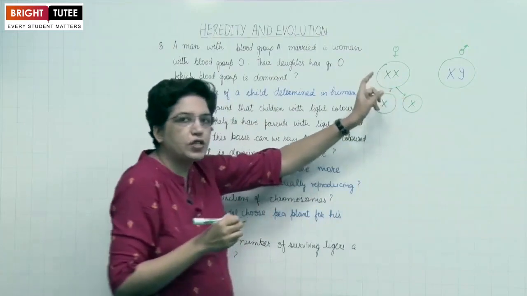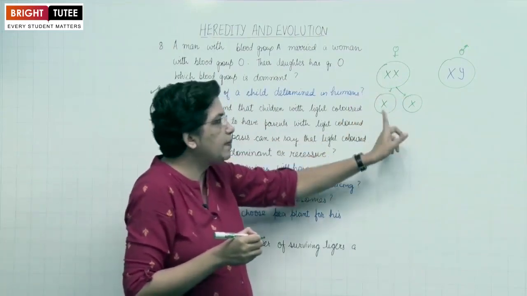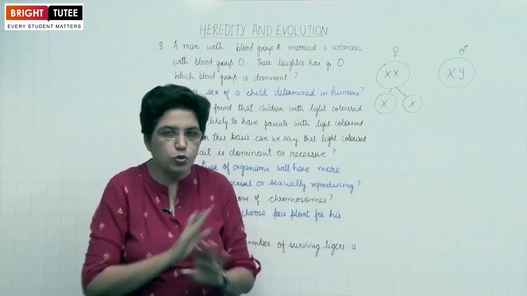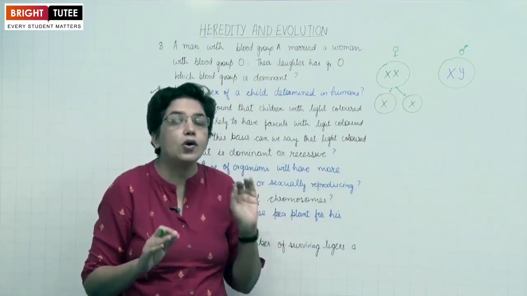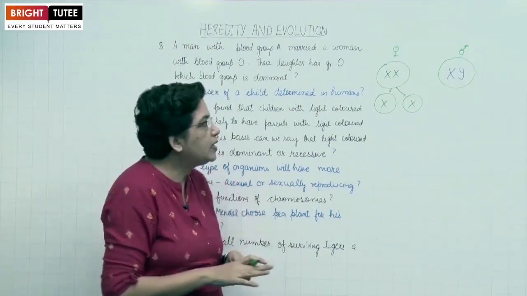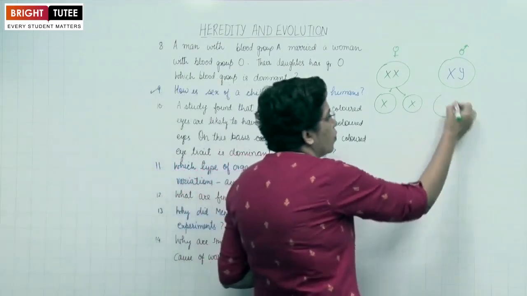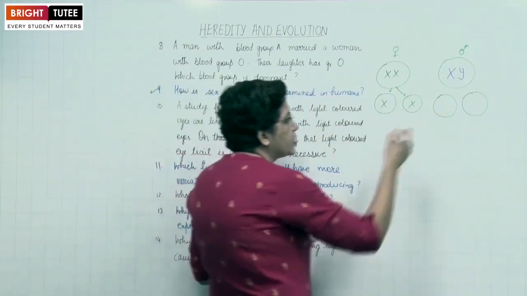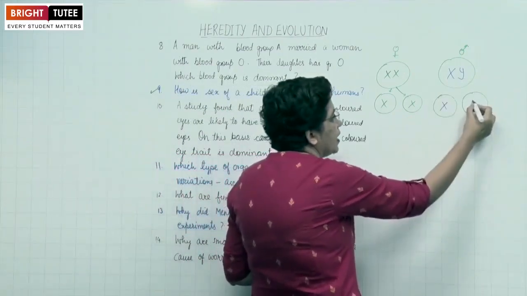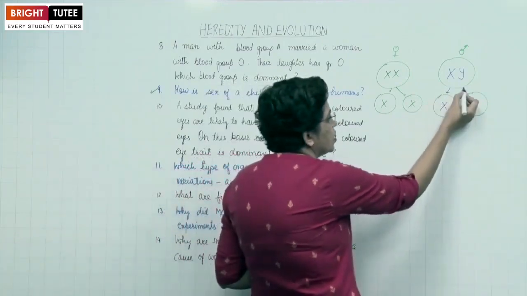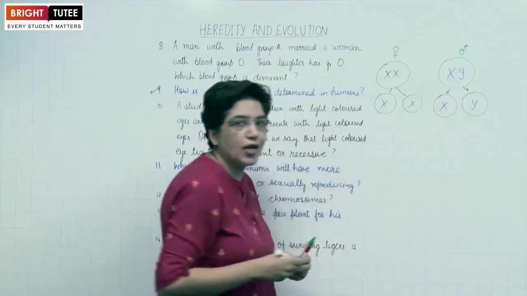So, out of this 23rd pair, both the gametes in females will be identical because they will have the X chromosome. So all the ova, or the female gametes, have the X chromosome. But in case of males, what will happen? Half the gametes will have the X chromosome while the other half will have the Y chromosome. So, these are 50-50% chances.